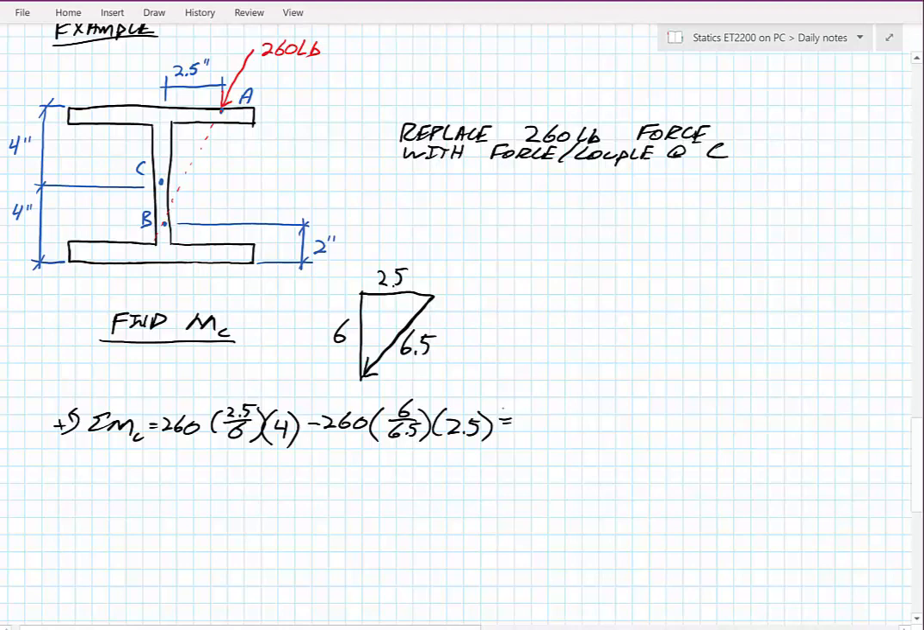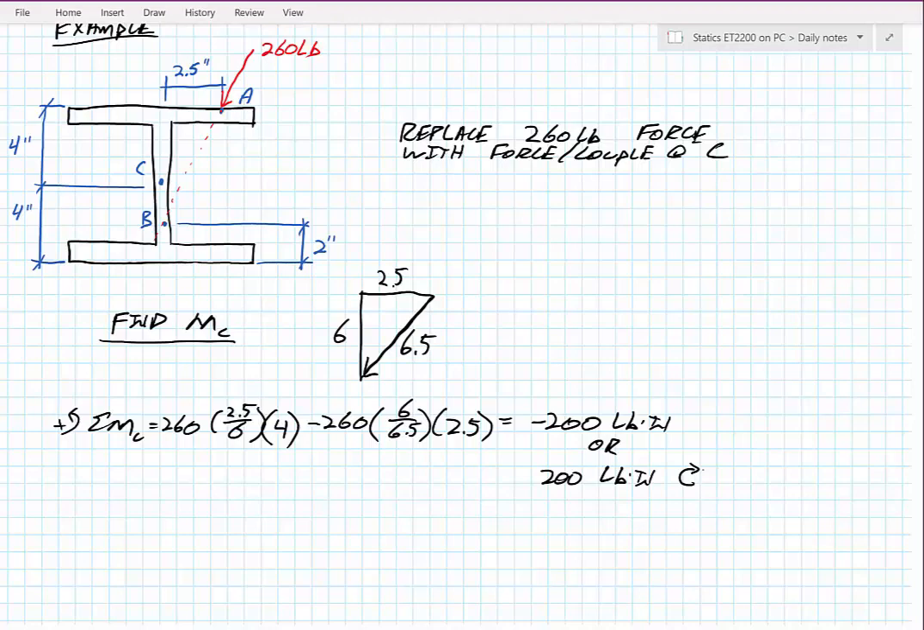And if I do all that, I end up with negative 200 pound-inches, or what that really means is I have 200 pound-inches in the clockwise direction. So that's what the moment is from the 260 pound force. About point C, it's causing it to want to spin around with this 200 pound-inches.